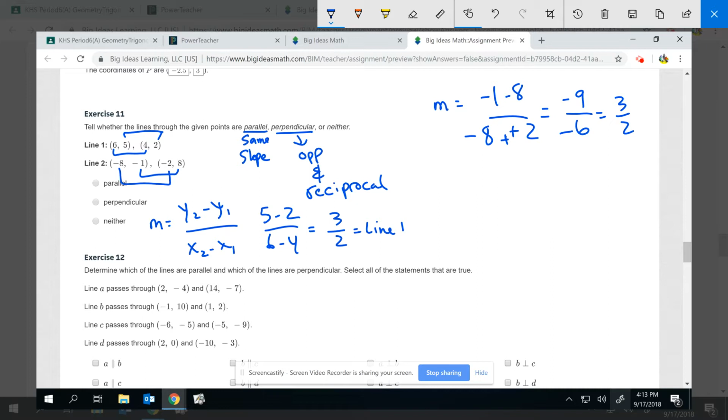It'd be positive, and it would be a 3/2, and this one is also a 3/2, so you're looking at parallel for those two lines. So those two are parallel. 11 parallel.